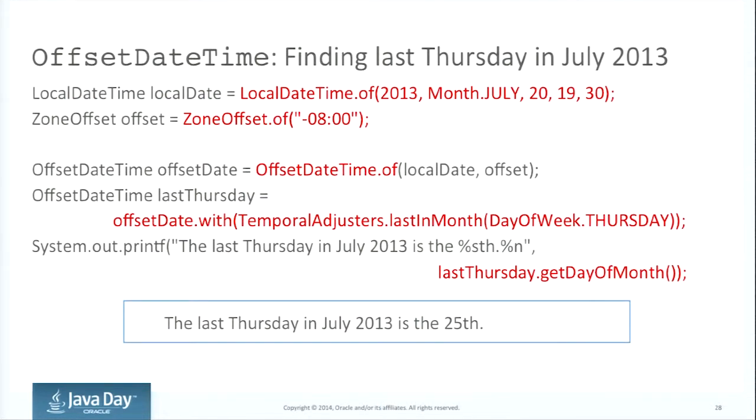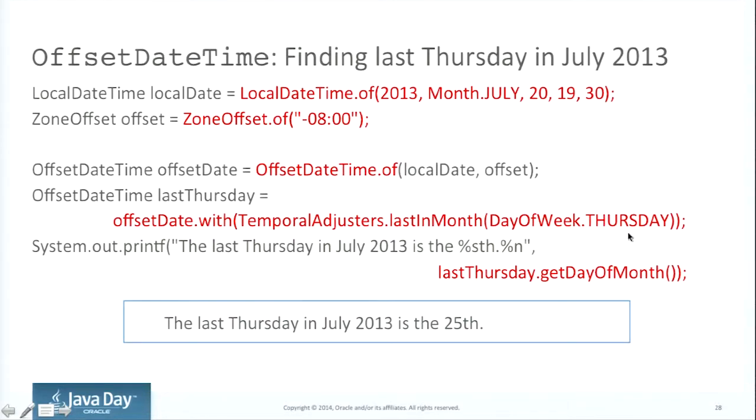Okay, now offsets. How do we find out the last Thursday of July? Which day is the last Thursday of July? How do we do that? So I get a July date. It doesn't really matter. I need a date and an offset to be able to create an offset date time. Then I adjust that value to be last in month, and I want to reference the Thursday.